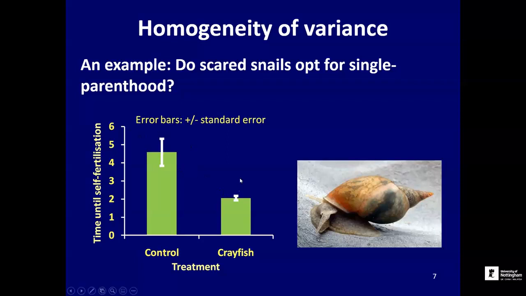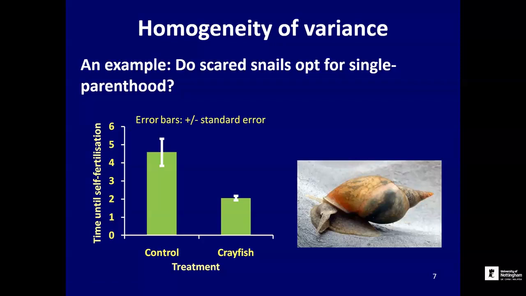But the error bars give us a clue, and they also give us a clue to something else. The sample size in each case here is the same, but the error bars are very different. The error bar on the left for the control is quite large, suggesting low confidence in where the mean is, and on the right it's small, suggesting high confidence. Now, if the sample size is the same, then the only reason why we lack confidence on the left but not on the right must be because the data are more variable, and indeed that is the case. The underlying data on the left in the control treatment were more variable. There was more variation in how long it took for snails to fertilise themselves than on the right, and that suggests that the assumption of homogeneity of variance might be wrong.